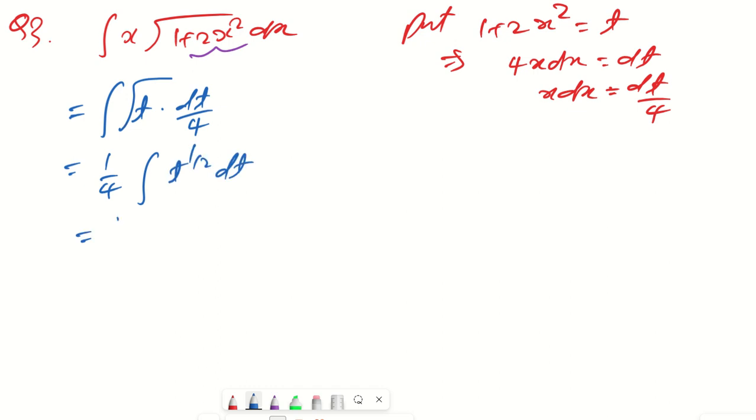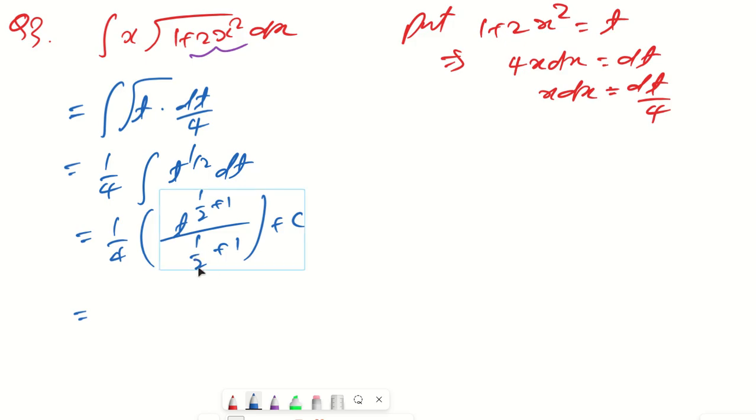Now you know already that 1 by 4 and integration of t to the power 1 by 2 will be t to the power 1 by 2 plus 1 divided by 1 by 2 plus 1 plus some constant c. So this can become, I will just put it directly, 1 by 2 plus 1, that is 3 by 2. So 2 will go up, so it will become 2 by 4 into 3 multiplied by t to the power 3 by 2 plus c.